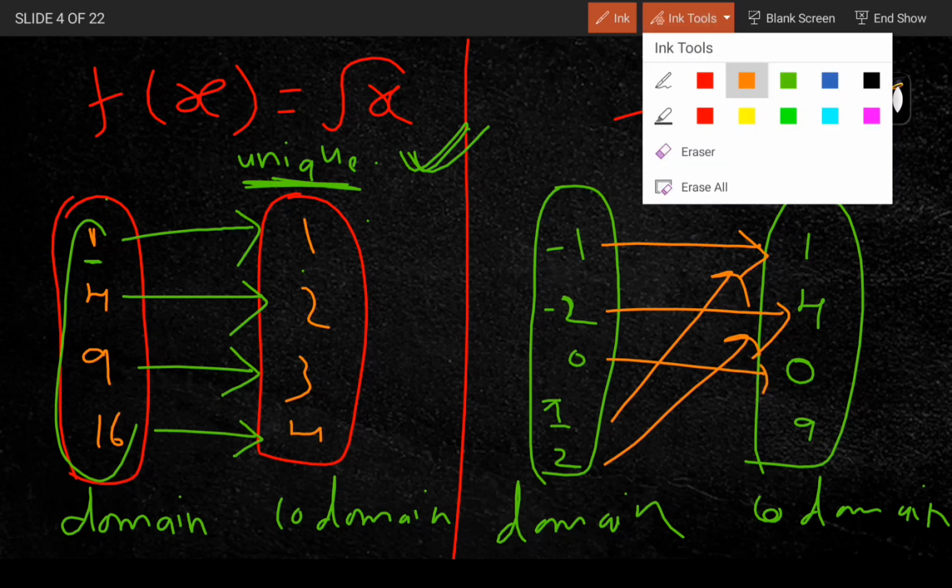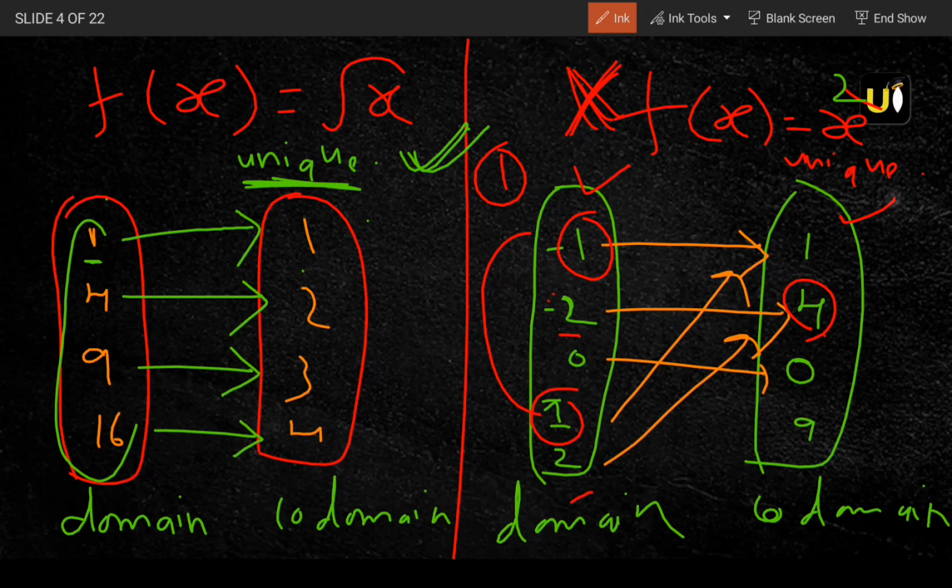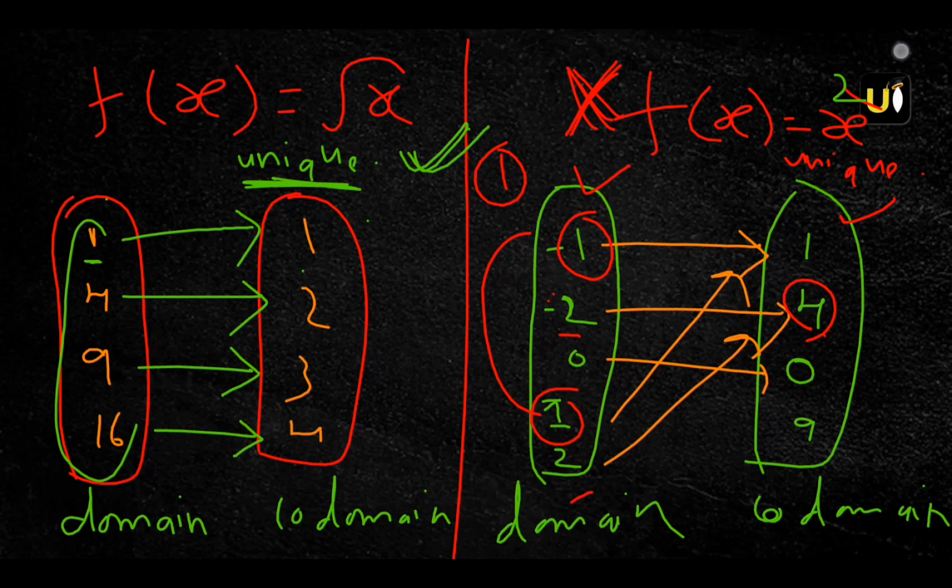So now see here, -1 and 1 both are mapping to 1 and -2 and 2 both are mapping to 4. So here the elements in the domain are not mapping to unique elements in the codomain. That means this is not a one-to-one or injective function in this particular domain and codomain. Okay, this is how you have to check whether a function given is one-to-one or not.